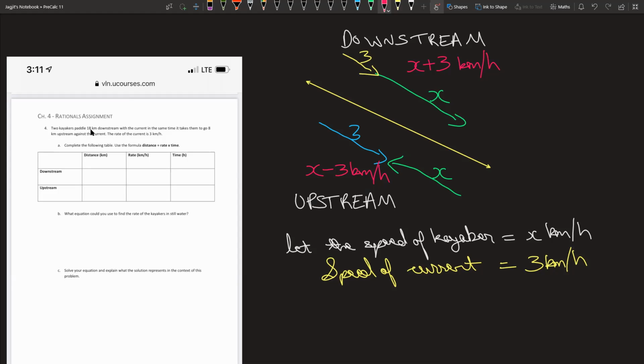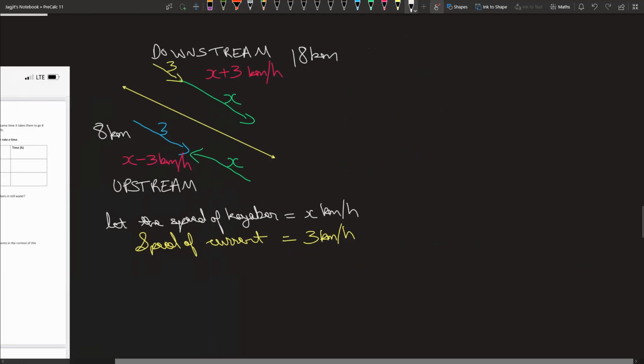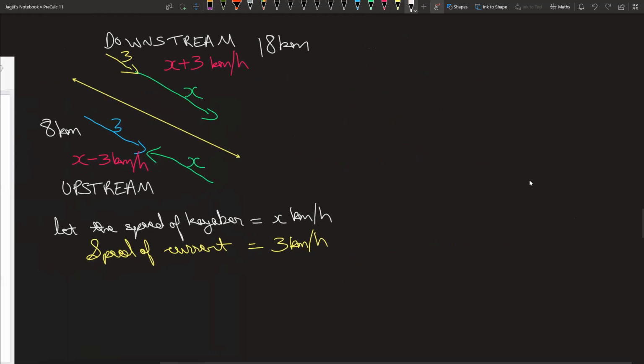So what they're saying is two kayakers paddle 18 kilometers downstream. Upstream, they traveled only 8 kilometers. Now that we know how things are going to work, I'm going to make a table. Over here, I will make my upstream table, and over here, I will make my downstream table.